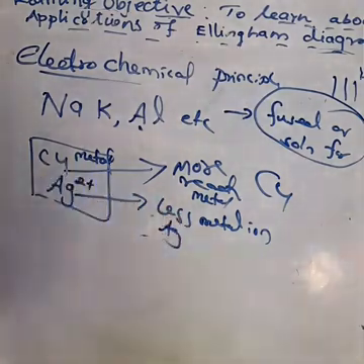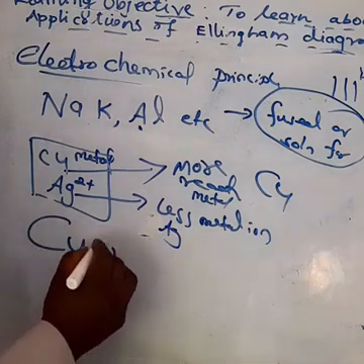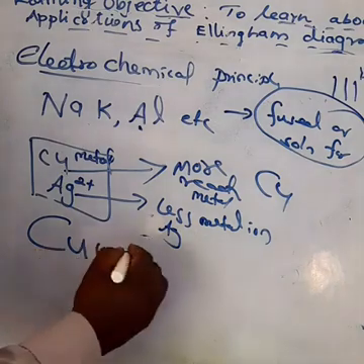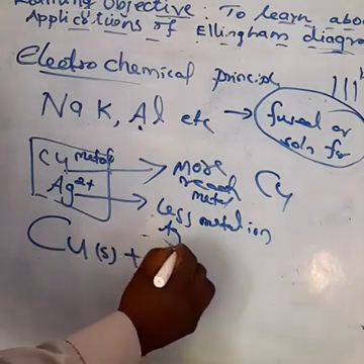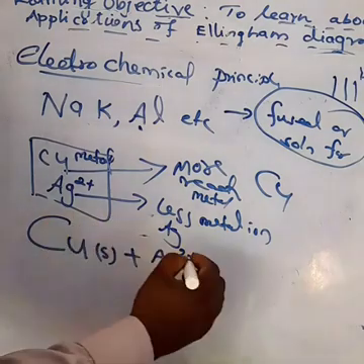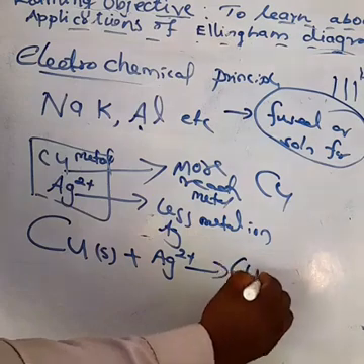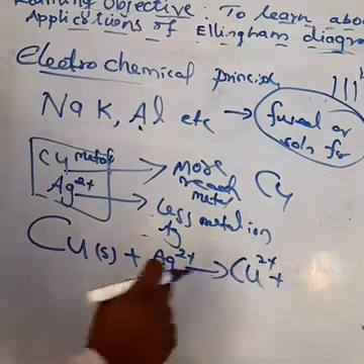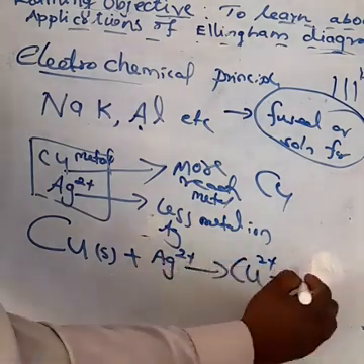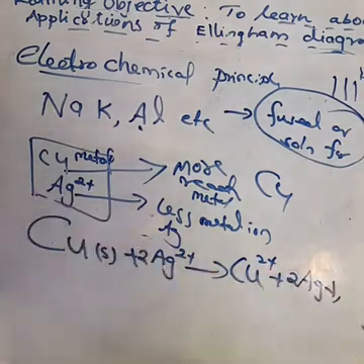For example, I write the equation. Copper in solid state, Cu(s), we are adding silver ions, Ag plus in aqueous state, which gives copper ions, because copper metal is more reactive, and we get silver metal.